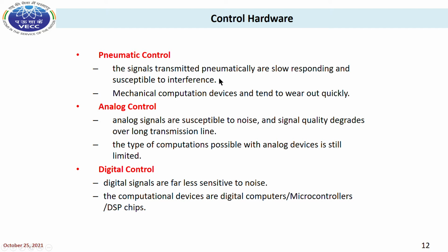In the analog control, analog signals are susceptible to noise. Signal degrades over a long transmission line. Computation using analog devices is still limited. Whereas in digital control, it is far less sensitive to noise. The computational devices are digital computer, microcontroller, digital signal processing chip.